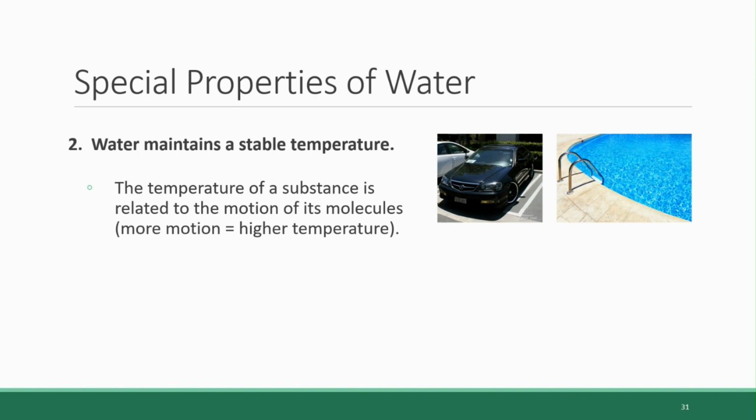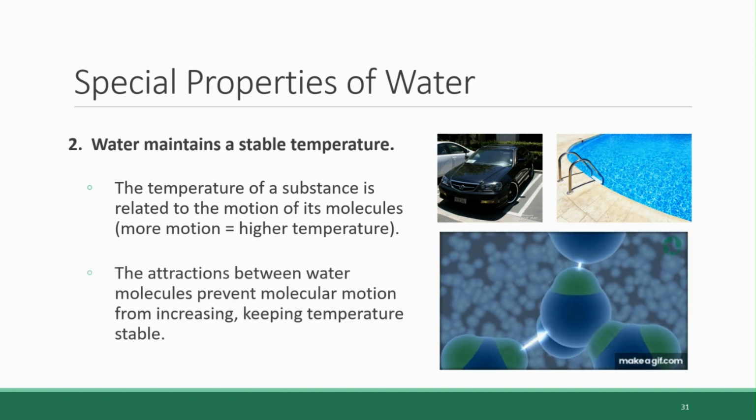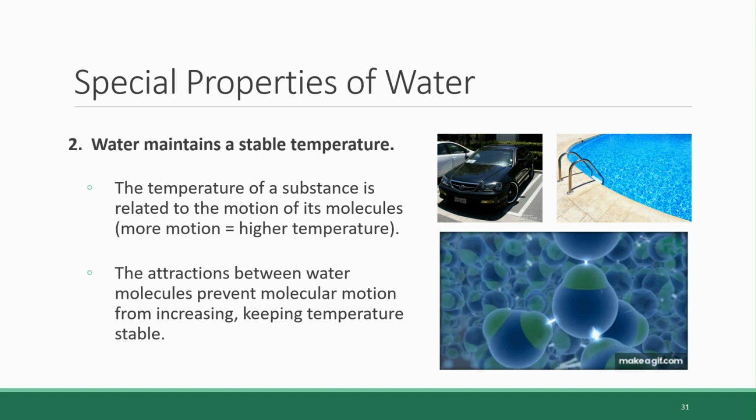It's because of the substance that they are each made out of, and that substance's ability to stabilize temperature. The temperature of a substance is, on a physical level, related to the motion of its molecules. The faster and more erratically those molecules are moving, the higher the temperature of the substance is.